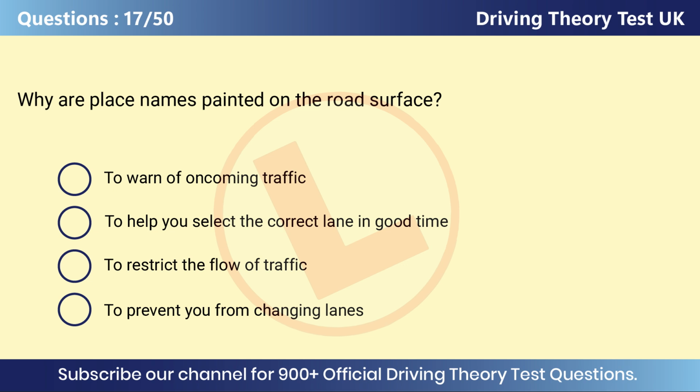Question 17. Why are place names painted on the road surface? A. To warn of oncoming traffic. B. To help you select the correct lane in good time. C. To restrict the flow of traffic. D. To prevent you from changing lanes.